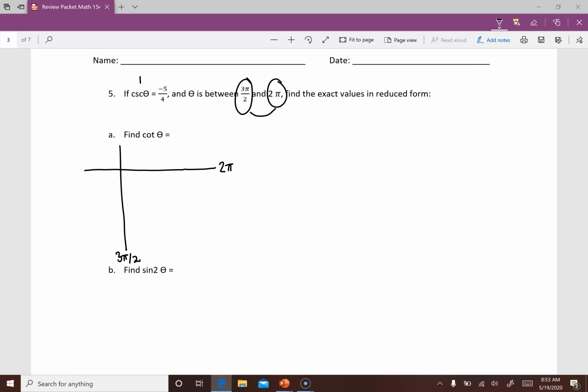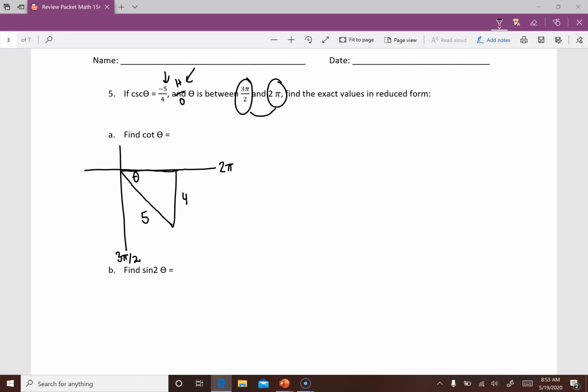We also know that cosecant is the reciprocal of sine, and if sine is opposite over hypotenuse, then this is going to be hypotenuse over opposite. So I'm going to go ahead and draw this in. So I know that my hypotenuse is going to be 5, and I know my opposite, which is across from the angle, is going to be 4. And that comes from h being negative 5 or 5 and opposite being 4.